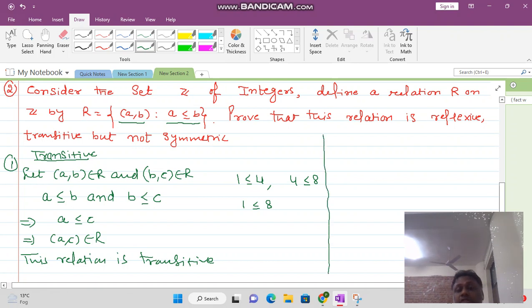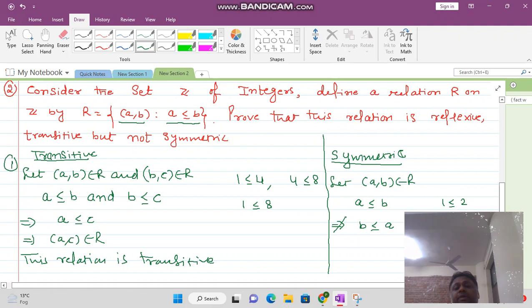Now next we talk about symmetric relation. See here, let (a, b) be a member of the relation. As (a, b) is a member of the relation, it means that a is less than or equal to b. For example, 1 is less than or equal to 2. But from this you cannot say that 2 is less than 1. So it does not imply that b is less than a. So as b is not less than a, you can say that (b, a) is not a member of the relation.